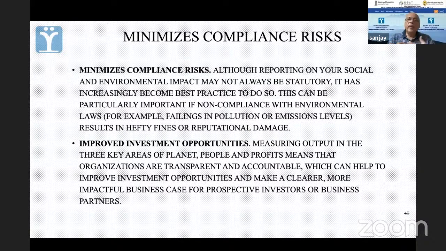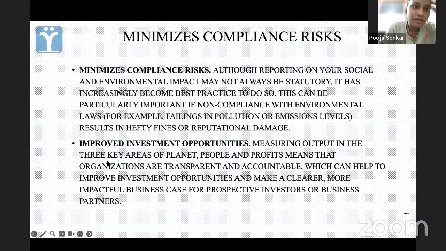Then once you make the environment itself or decarbonization itself an objective, it will minimize the risk of non-compliance. You will not release effluents into the air and water. You will try not to pollute the environment. And the moment you do that, you will fall in line with the laws. Okay, then improved investment opportunities.